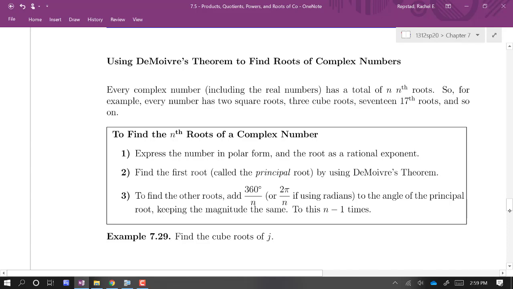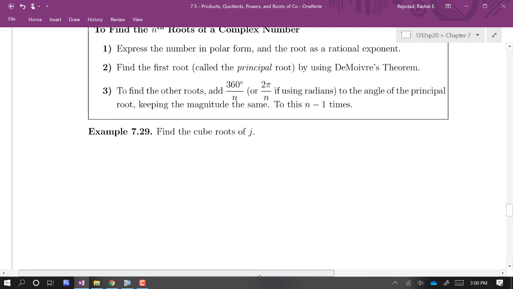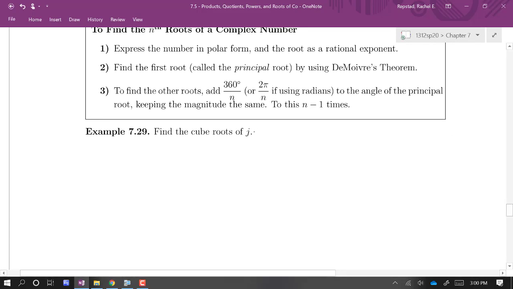To find the nth roots of a complex number, the first thing we need to do is express it in polar form, and then we write the root as a rational exponent. So let's say we want to find the cube roots of j. Now we know there are going to be 3 of them. There are going to be 3 cube roots of every complex number. So the first thing I'm going to do is write j in polar form. j is just positive j, that's on the positive imaginary axis. So the r value is 1 at an angle of 90 degrees.